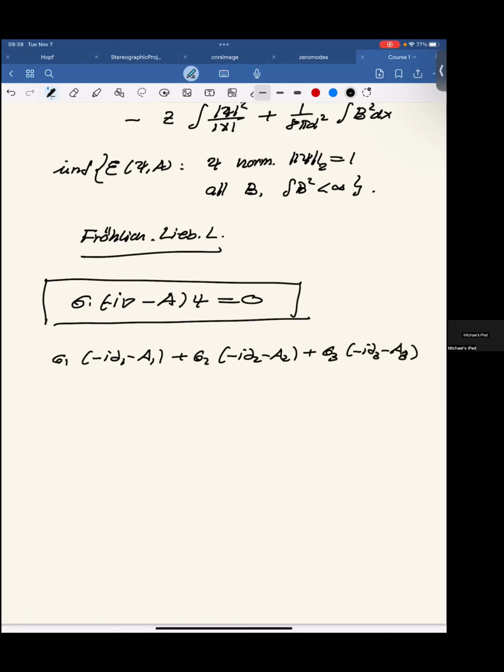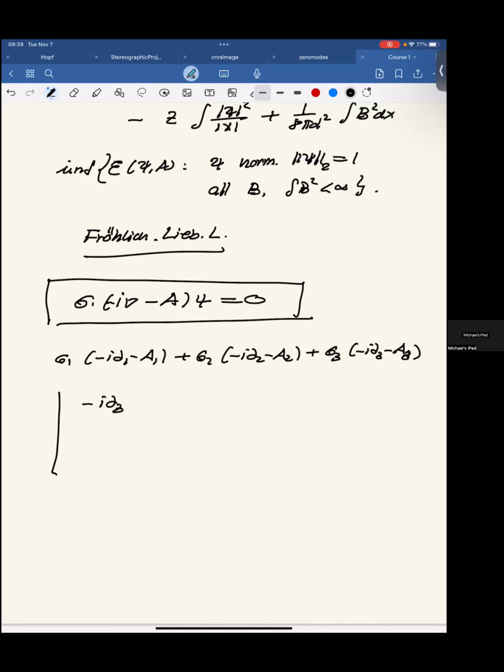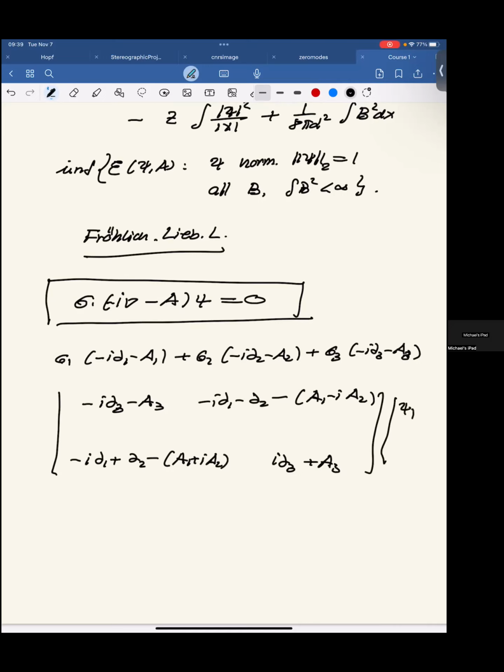Plus sigma 3 (minus i d3 minus a3). And if you think of a matrix, it's a matrix equation. You get minus i d3 minus a3, and then you get plus i d3 plus a3. And here you have minus i d1 minus d2, and minus i d1 plus d2. Right? And then what you have to do is you have to apply to a spinor psi 1, psi 2, and you have to solve this for 0, right?